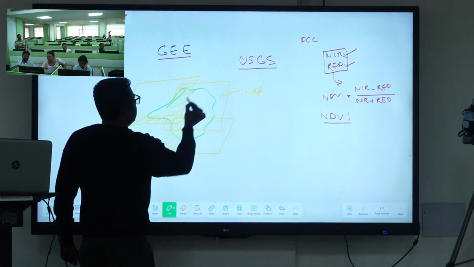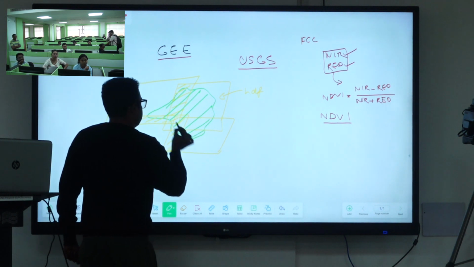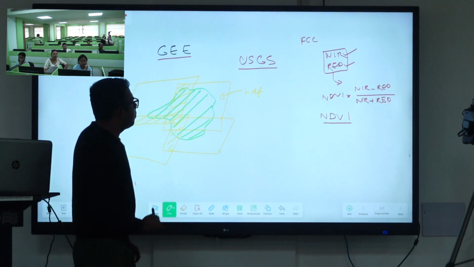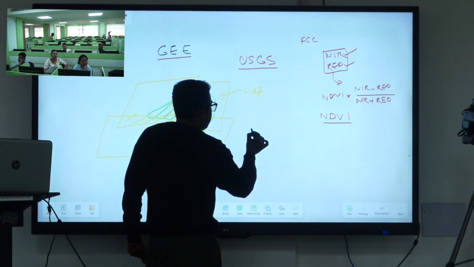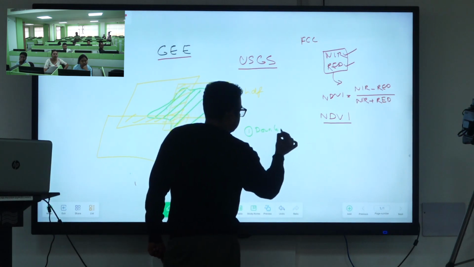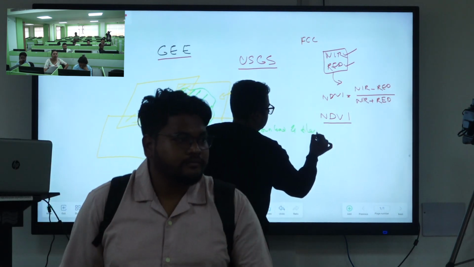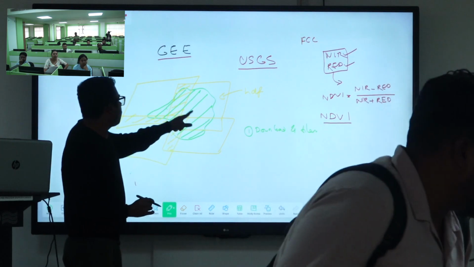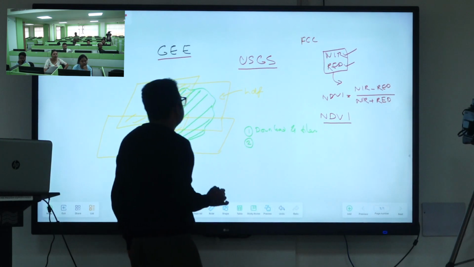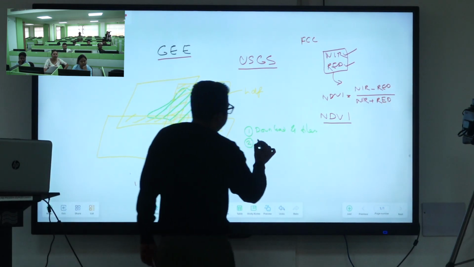How do we get our image? We need this much area, right? So this much area we require. The first step is we download 4 tiles. We download 1, 2, 3, 4 tiles. The second thing we do is mosaic all these things. So apply mosaic.